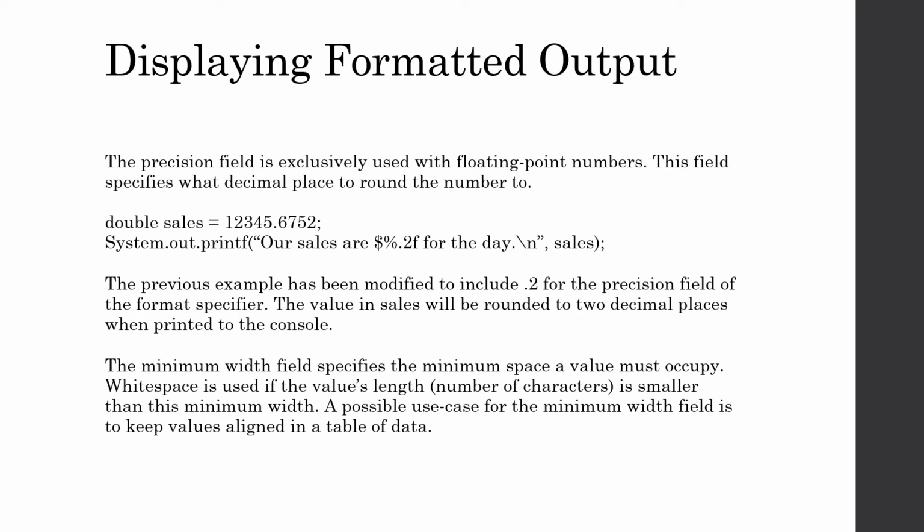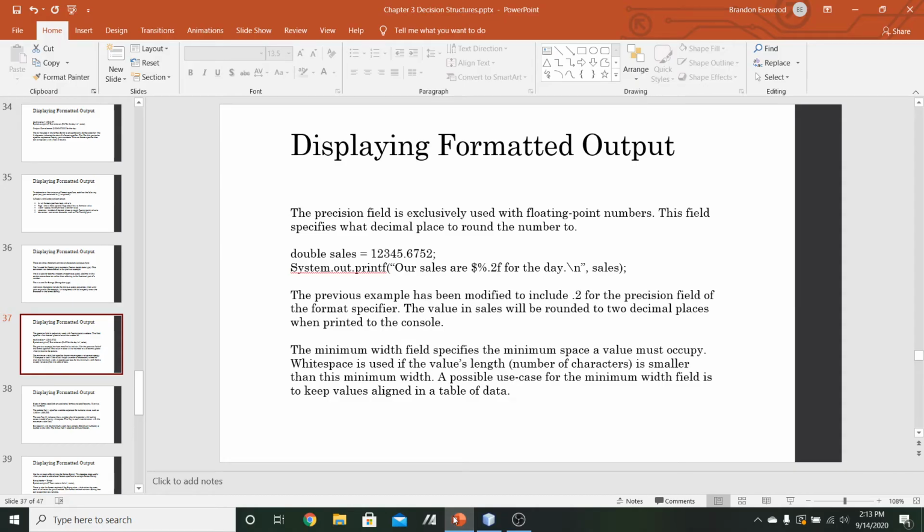So maybe if you had a set of data, a set of numbers, each one in its own row, and you wanted to keep them aligned against maybe the edge of a specific column, you could go ahead and use the minimum width field to make sure that they're all kind of aligned properly. So let's go ahead and minimize this.